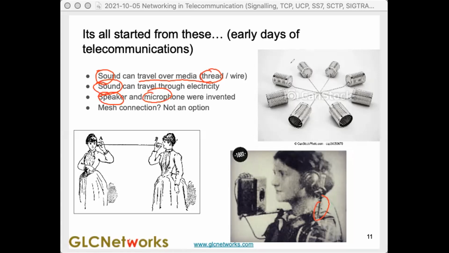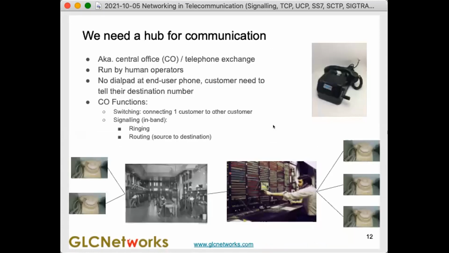So a problem arises. When we have persons who want to connect to each other, there will be very messy connectivity between them. This is the thing that we want to avoid. So this is early telecommunication. We need to have a place where we can put everything centralized, not so messy. That's why we developed the CO, or central office.